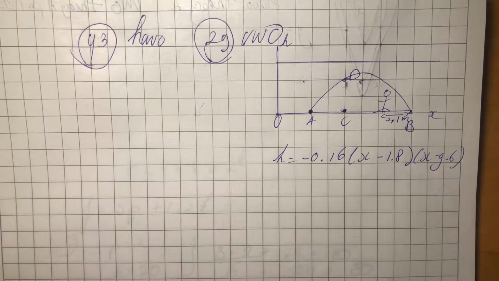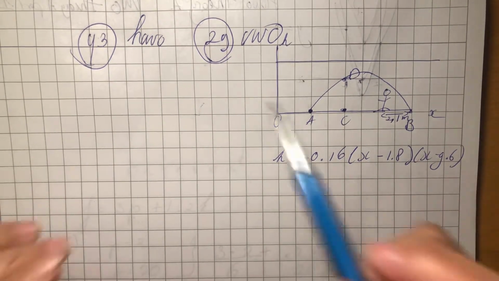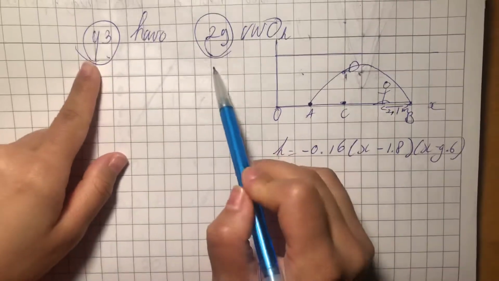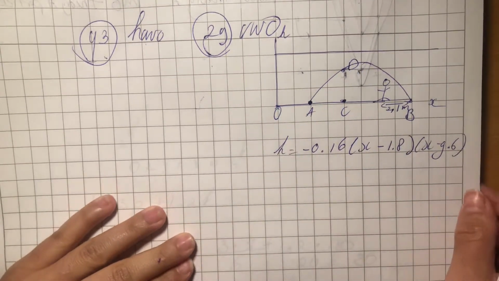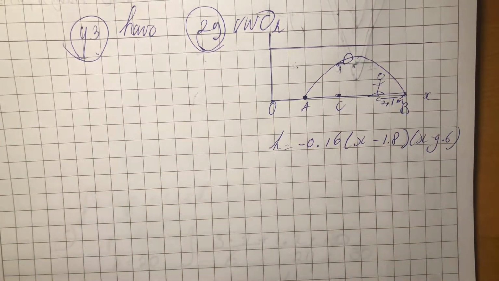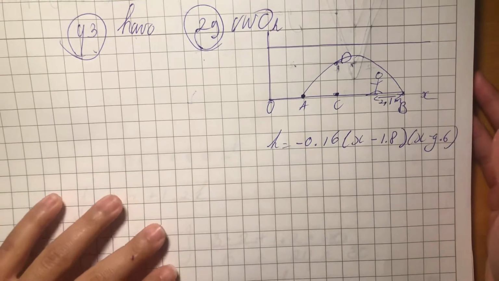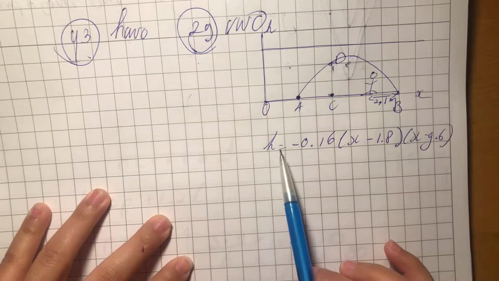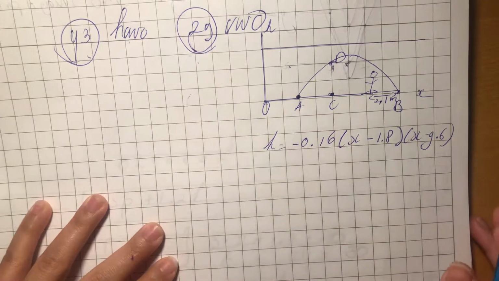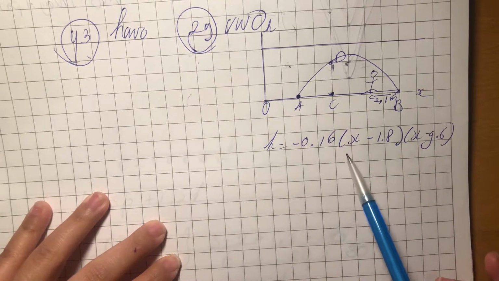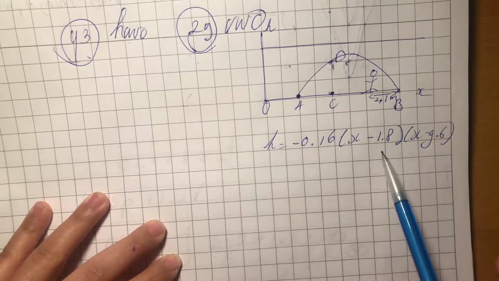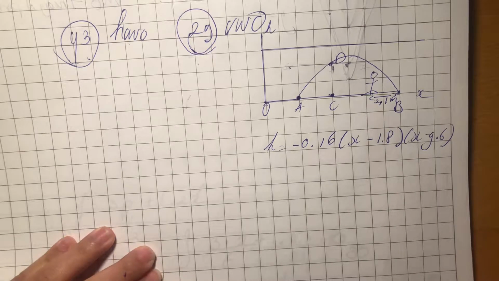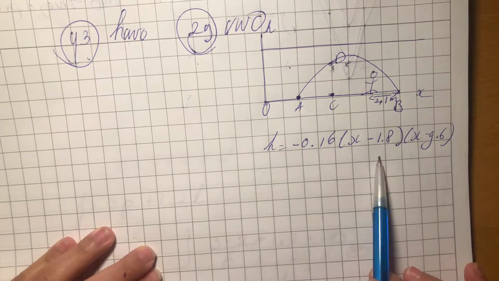Alright guys, in this video I will explain exercise 43 HAVO, which is the same as 29 in the VWO books. So I made the sketch of the tunnel. The tunnel in figure 3.11 is described by the formula h = -0.16(x - 1.8)(x - 9.6). Here, x and h are in meters.